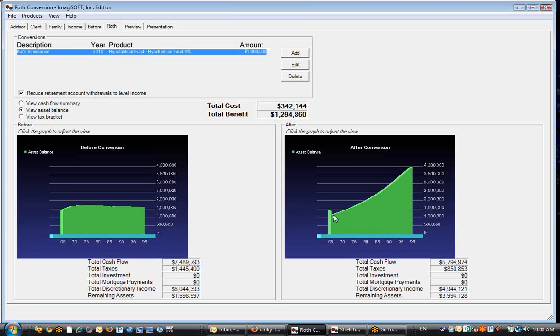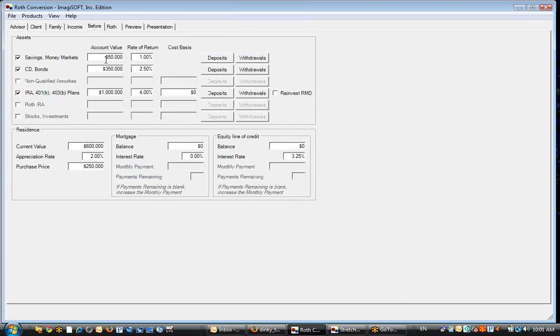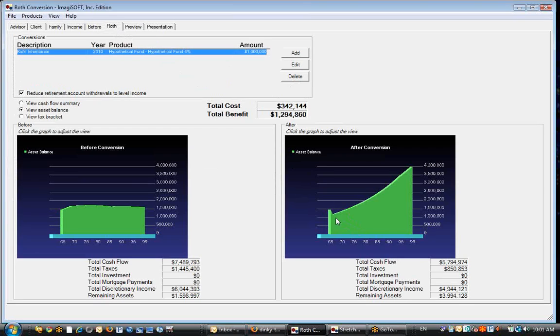Now you can see the difference over here. You can see the little dip. This dip right here is this $342,000 you have to pay out of your assets right here. So that's where that money is. Then it starts lower, and then it continues to grow, and there's a break-even point, and I can show you that on the actual ledger. But that's where it grows to $4 million.